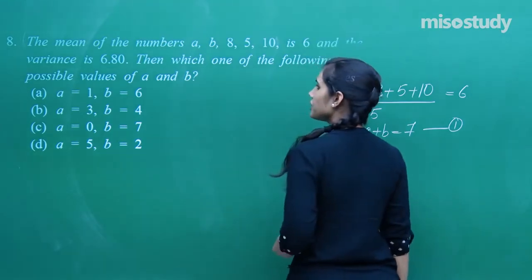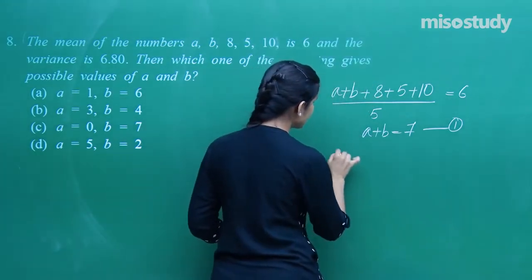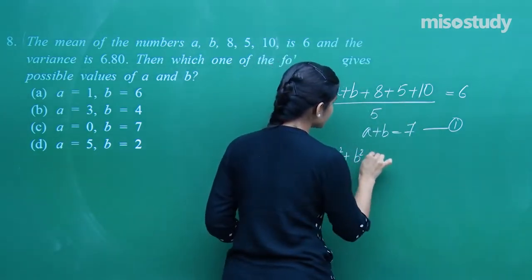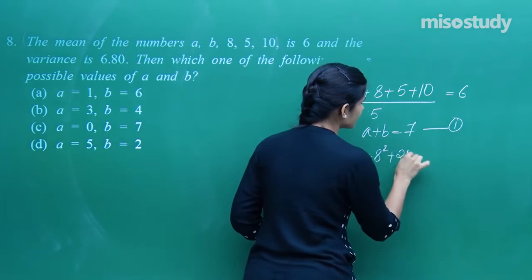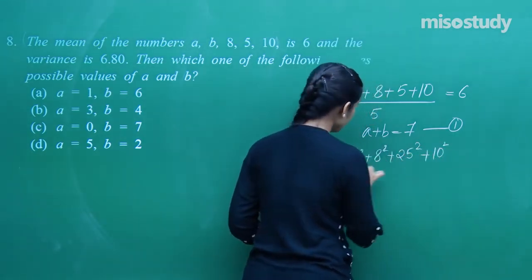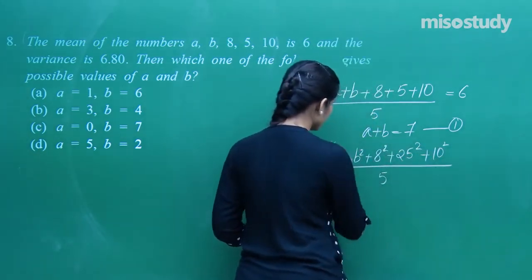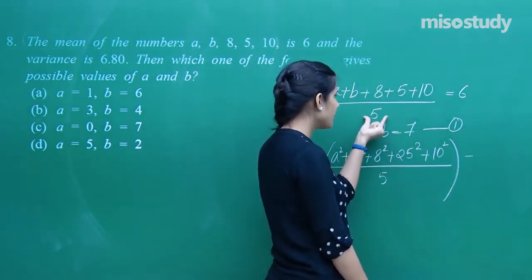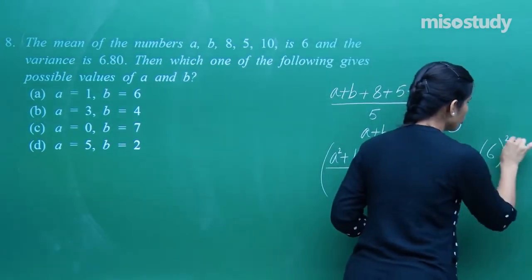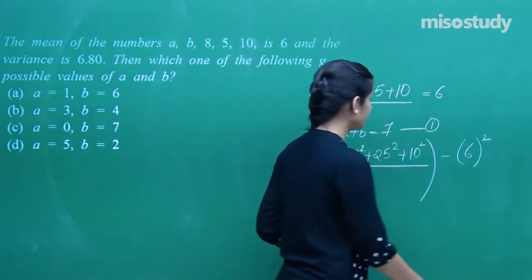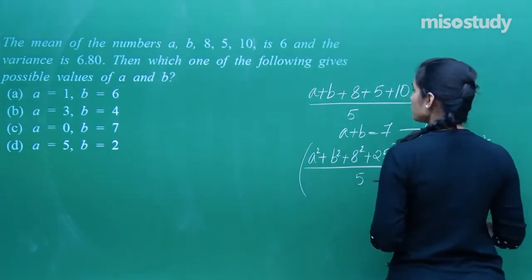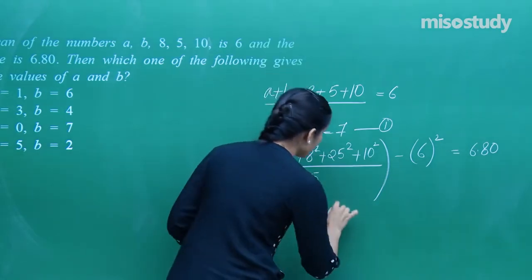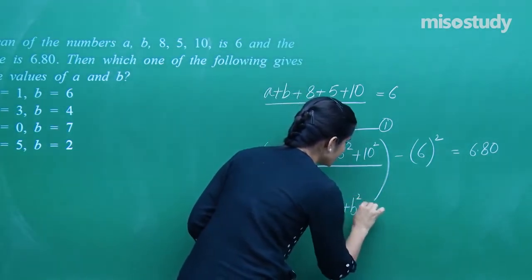It's also given that the variance is 6.80. Variance we just said was what? Sum of squares of all the observations, a square plus b square plus 8 square plus 5 square plus 10 square, whole upon number of observations, minus sum of all observations upon number of observations whole square, the mean whole square, basically. And this is given to you as 6.80. When you resolve this, you get a square plus b square equals 25.